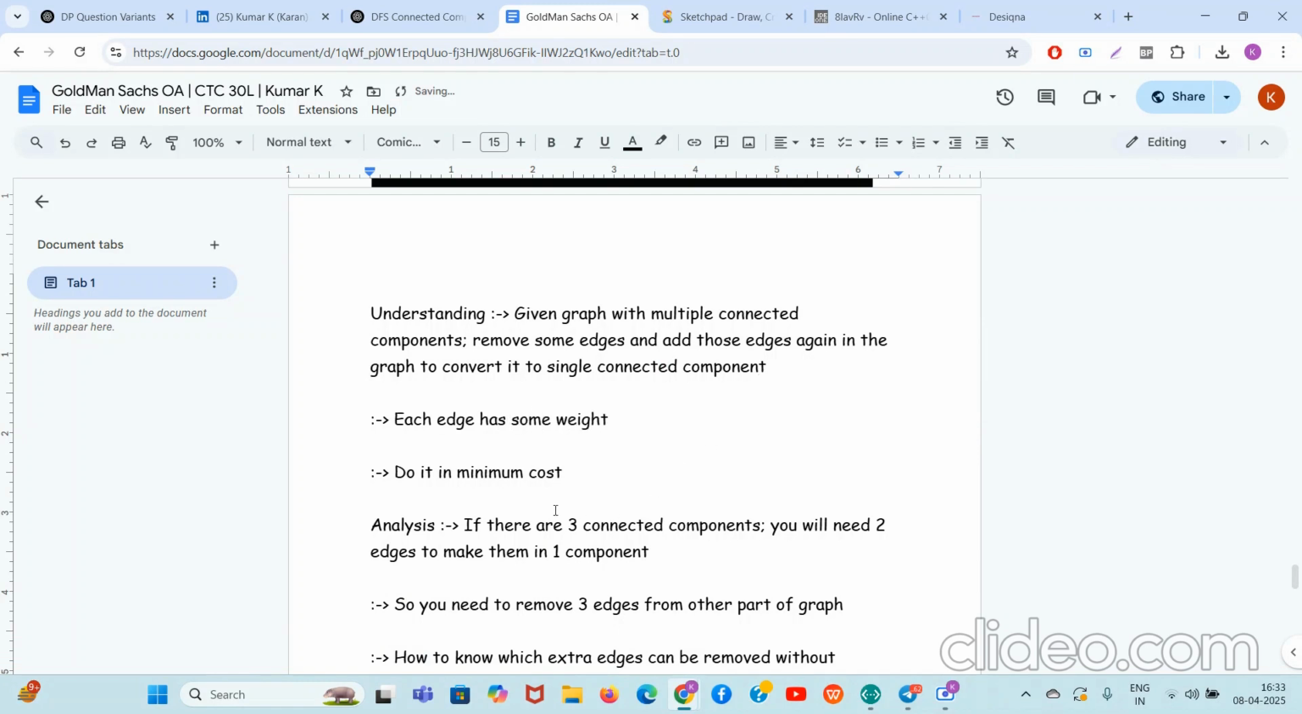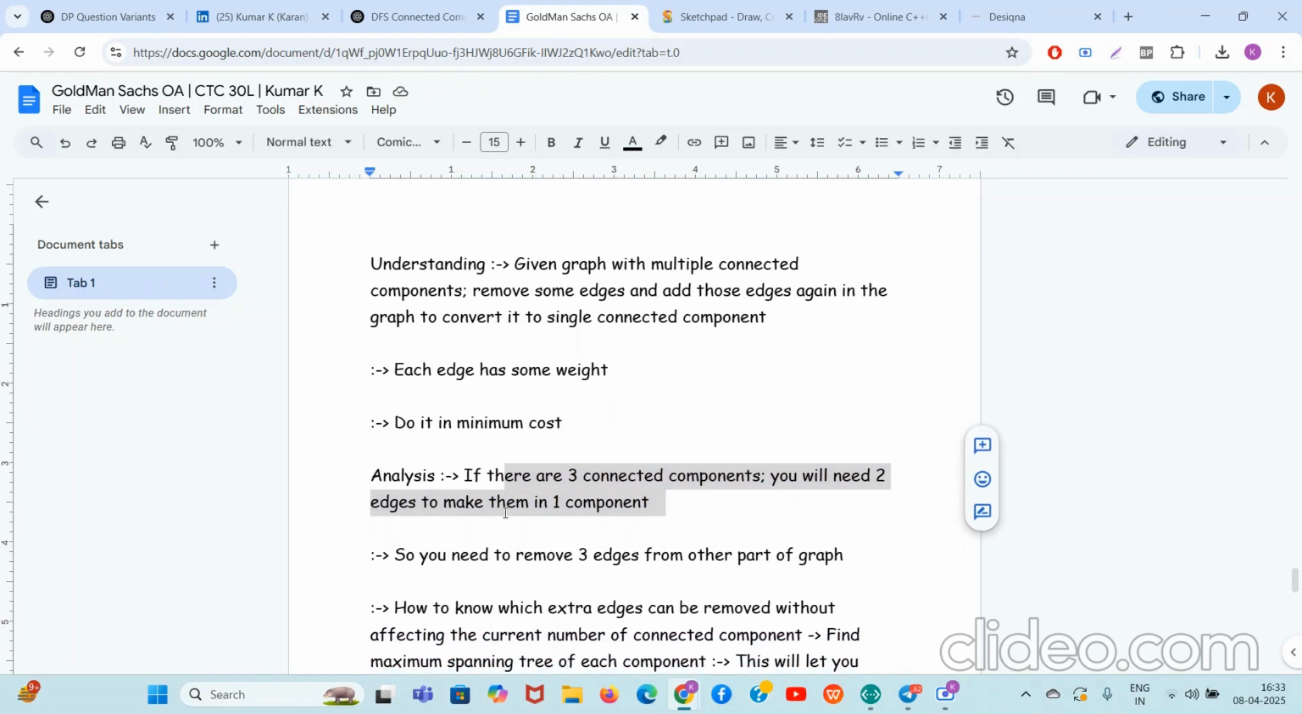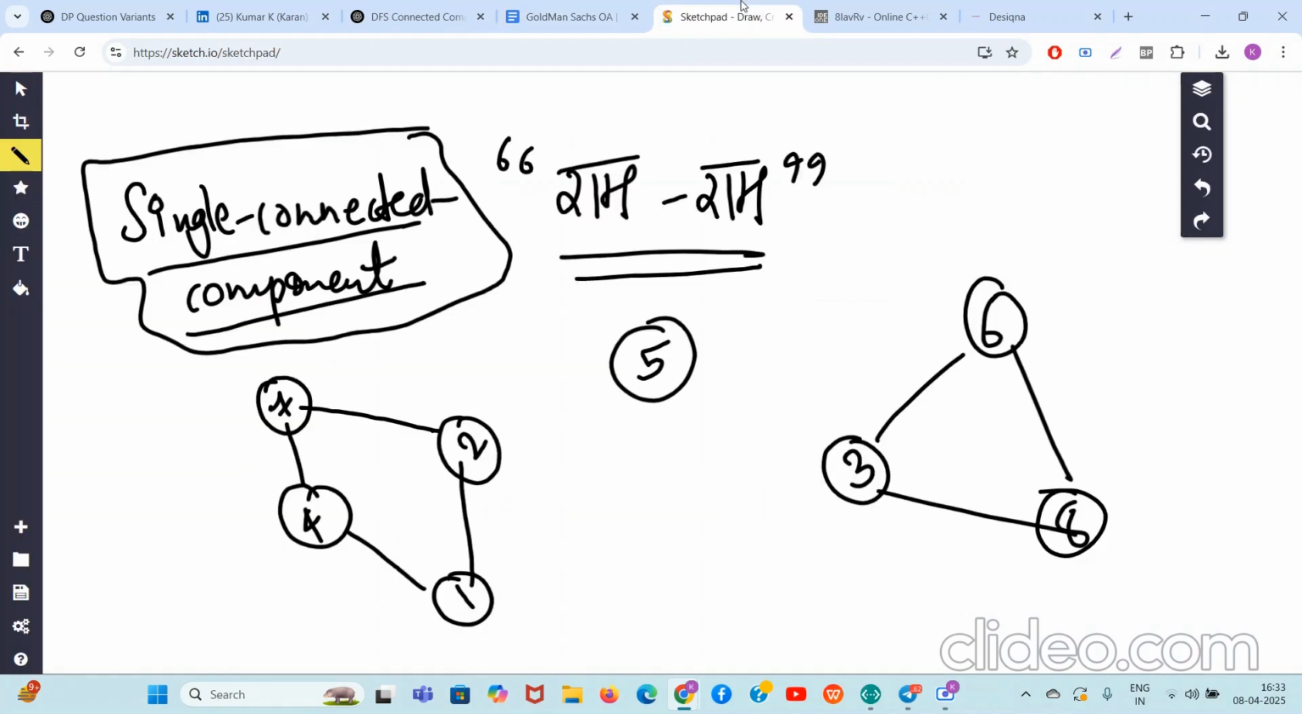So guys, if there are three connected components, you will need two edges to make them one component. Okay, so you need to remove edges from the other part of the graph. Bypass surgery, we remove the veins from the leg part and put them in the heart part. So same thing here. That was an extreme example, sorry, Ram Ram.